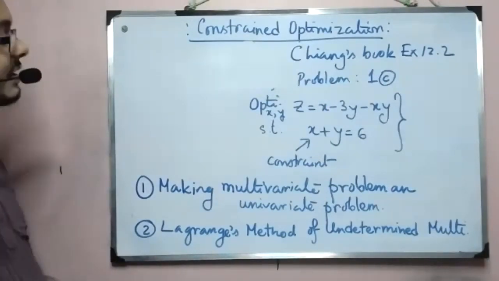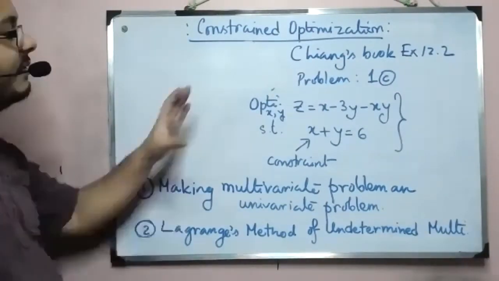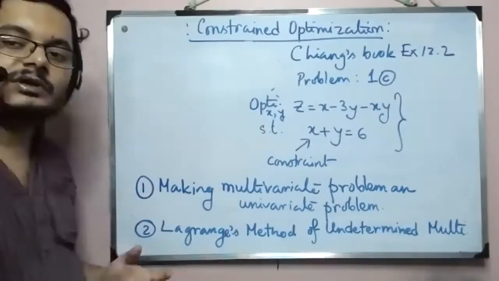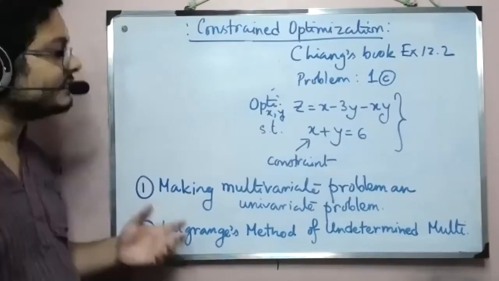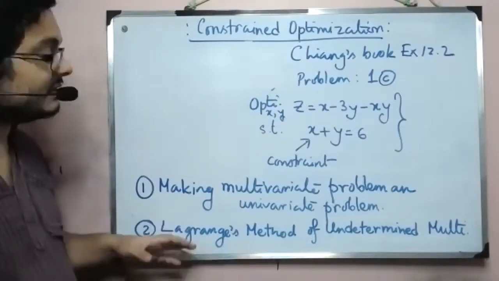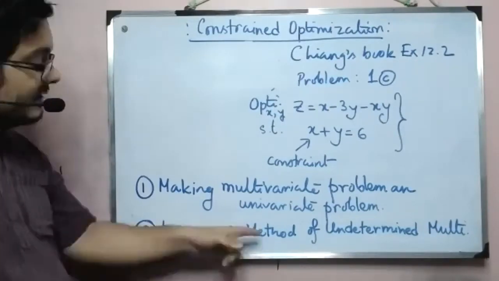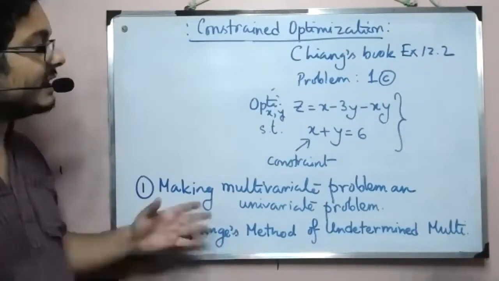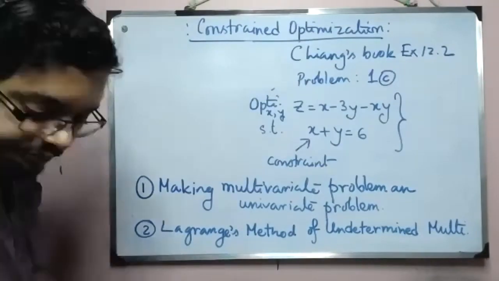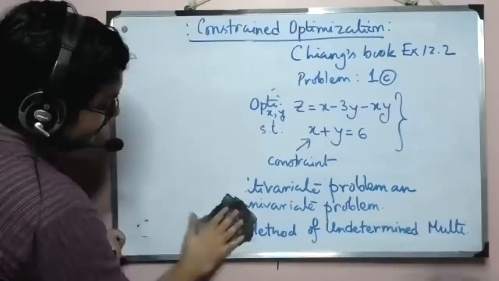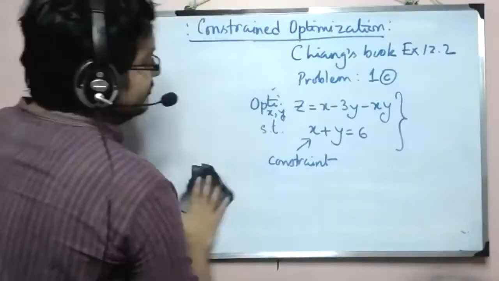Number one is we are going to make this two-variable problem a univariate problem, and then we will do the exact same thing that we used to do. The second is a different thing; you may have studied this in your general maths course. So let's learn the first one.